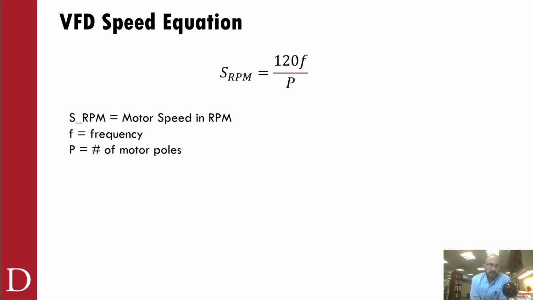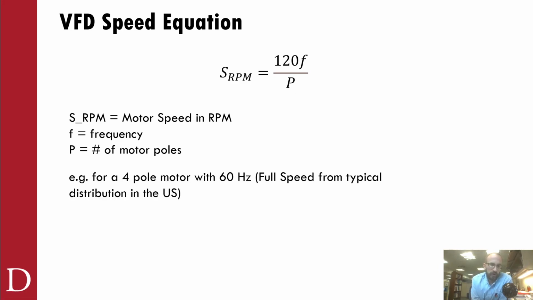So the speed equation for a VFD, this S is our RPMs, so we have 120 times our frequency divided by the number of motor poles. So if I have a 4-pole motor with 60 hertz, typical North American speed, right? So we have 120 times 60 over 4, right? So we get 1800 RPM. That would be full speed on that motor.